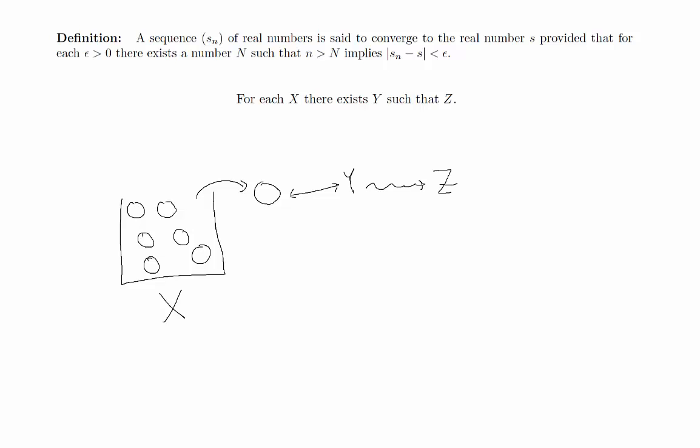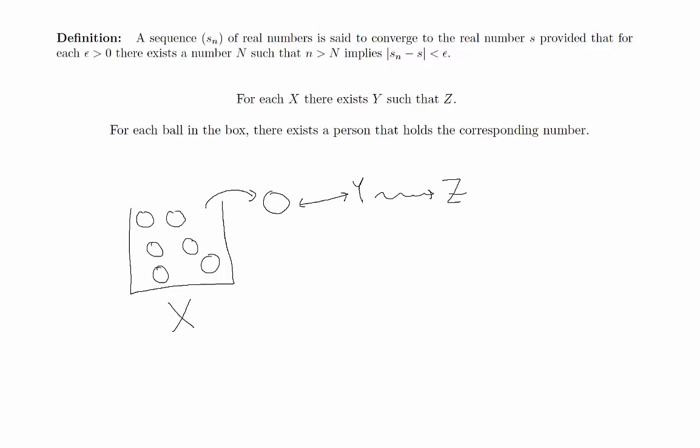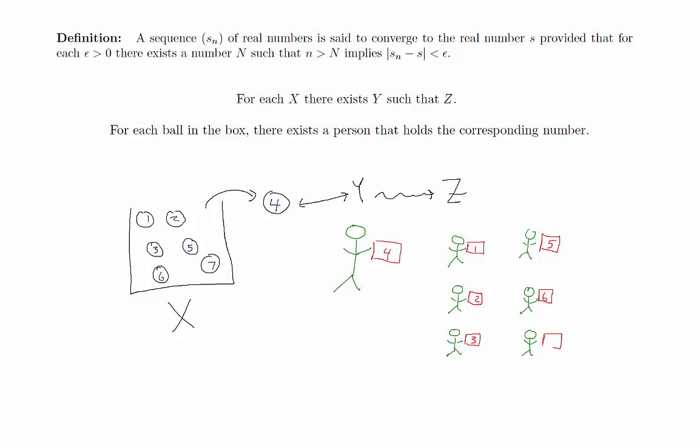Here is a tangible example of this phrasing. For each ball in the box, there exists a person that holds the corresponding number. The basic idea here is that of a raffle. In order for this statement to be true, no matter which ball you draw, there must be someone out there holding that number. If there's a single ball in the box for which there is no winner, then the statement is false. And that's how you should think about statements of this form.